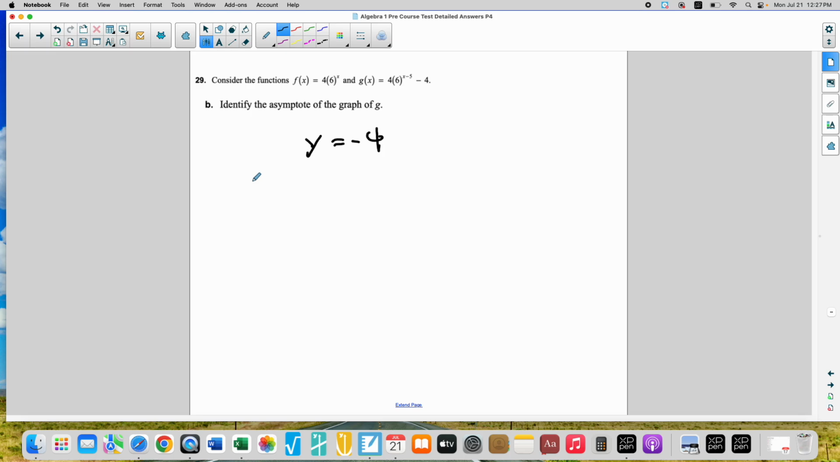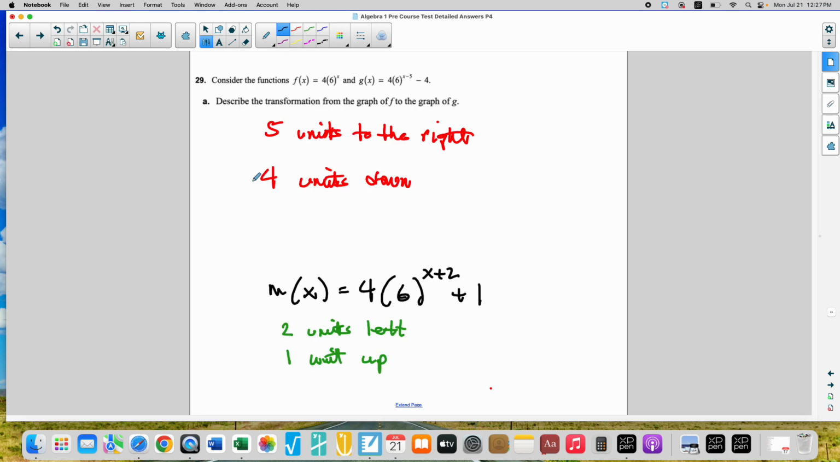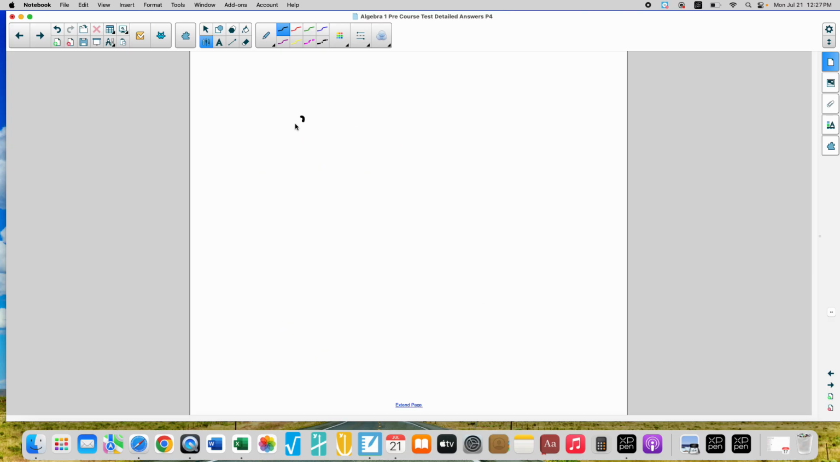Let's talk about why that is the case. Why can it not equal -4? So let's take this equation: g of x, or y equals 4 times 6 to the x minus 5, minus 4. Why is this value never going to equal -4?